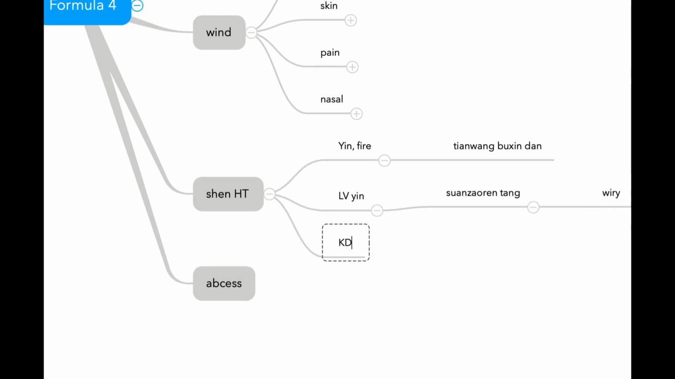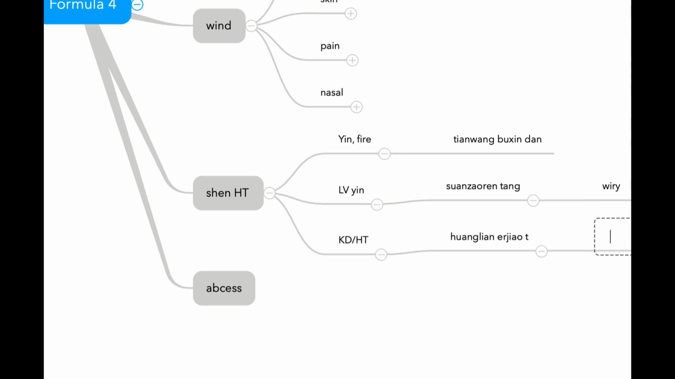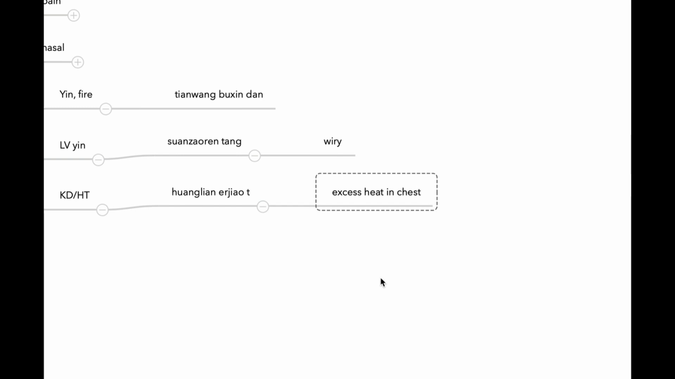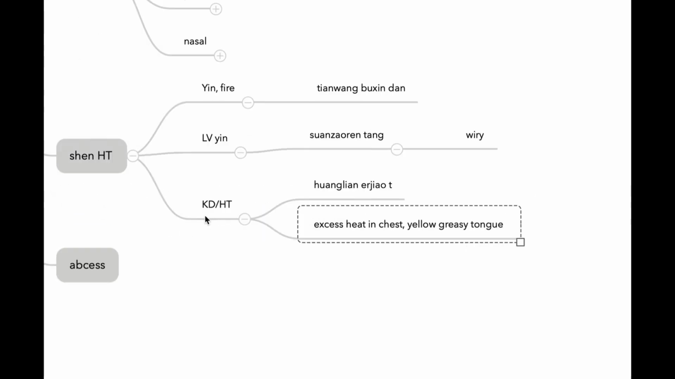And how about the kidney? Kidney, heart, miscommunication. Do you remember? Huanglian Ejiao Tang. One thing you need to remember with Huanglian Ejiao Tang is Huanglian treats excess heat in the chest. So a yellow greasy tongue can be given. Yellow greasy tongue. Huanglian Ejiao Tang: kidney, heart, miscommunication.